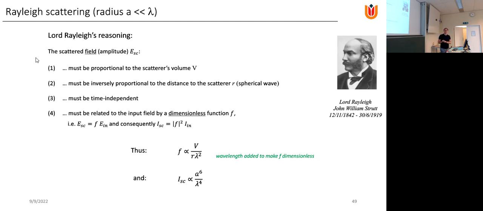He also noticed that it emits a spherical wave, so that means that the intensity would scale with 1 over r squared, and that implies that the electric field is inversely proportional to the distance, so that's 1 over r. The scattered fields and the incident fields were in phase, so the scattered field itself must be time independent. There is no lag in time of the scattered field as compared to the incident field.